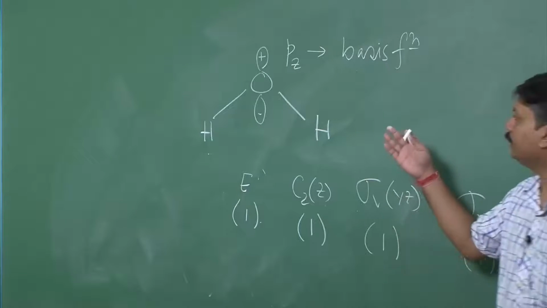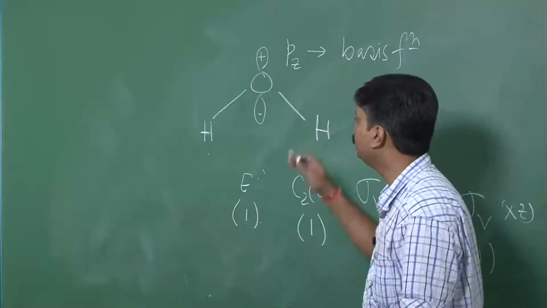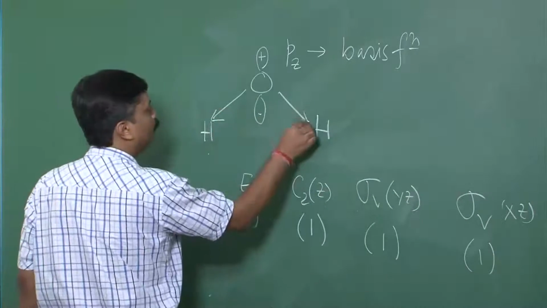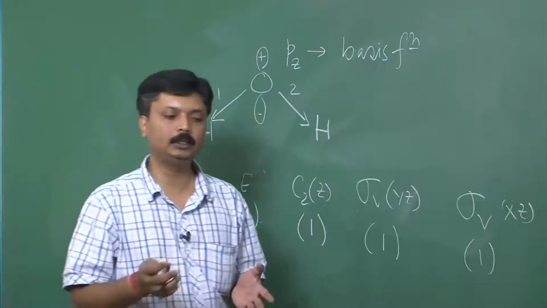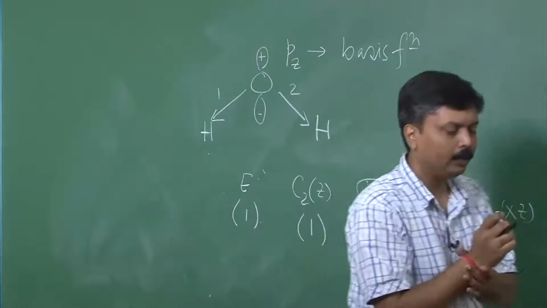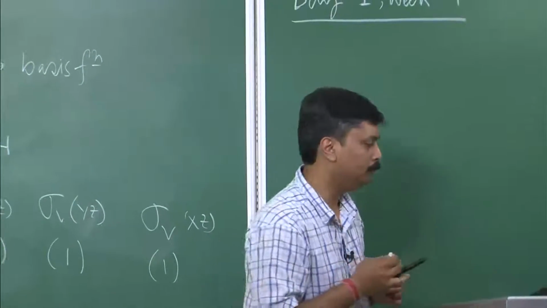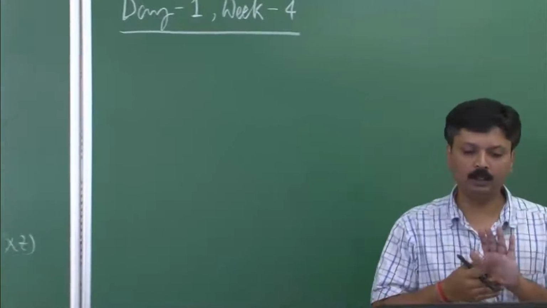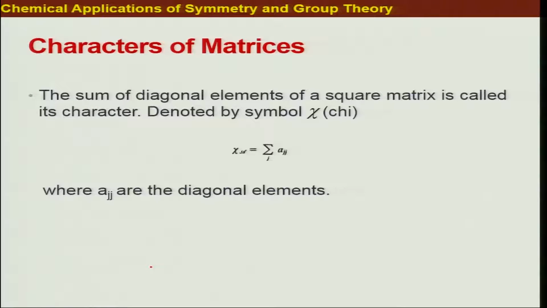Similarly, I can choose any other basis and find another representation. I can choose these bond vectors, say 1 and 2, and I can find a representation where each of these matrices will be two-dimensional. Okay, so 2 by 2 matrices. So I can find many such representations, and for example, here with xyz for water I will get 9 by 9 matrices. Okay, and I can choose many such things.